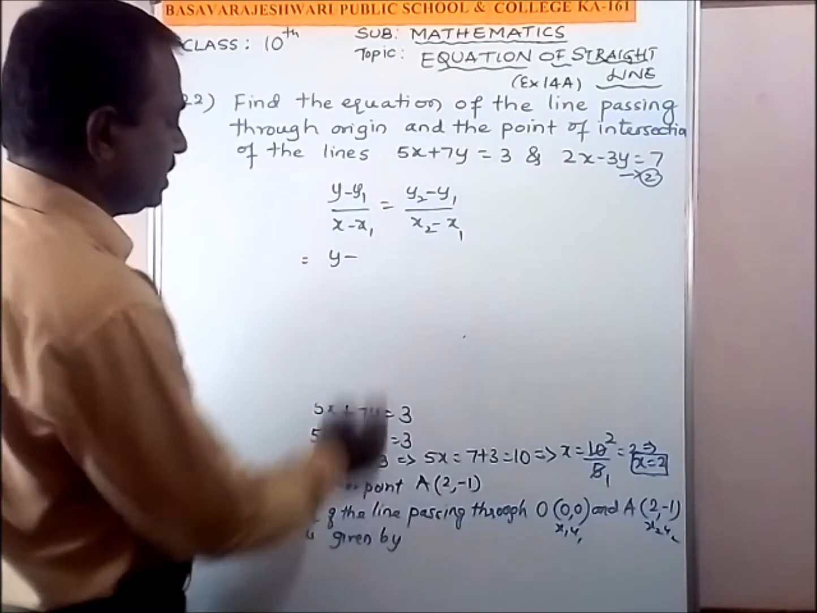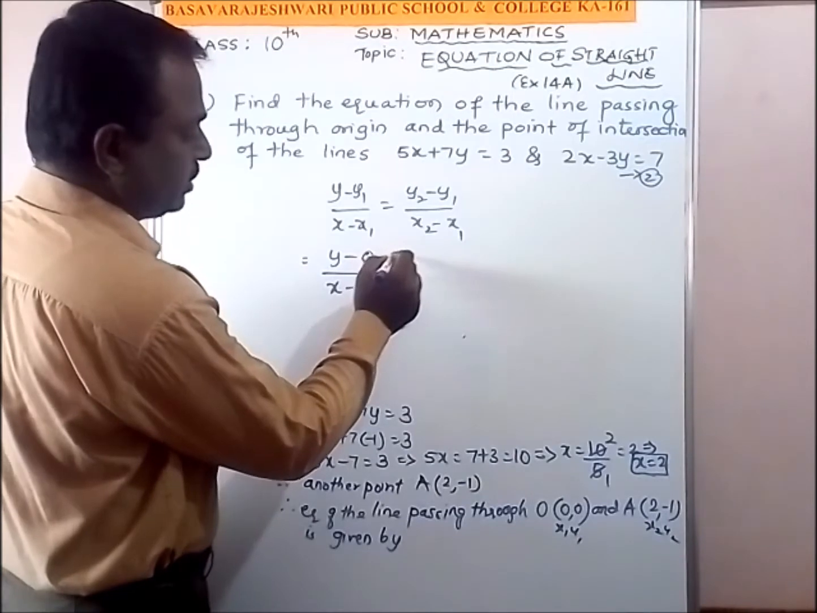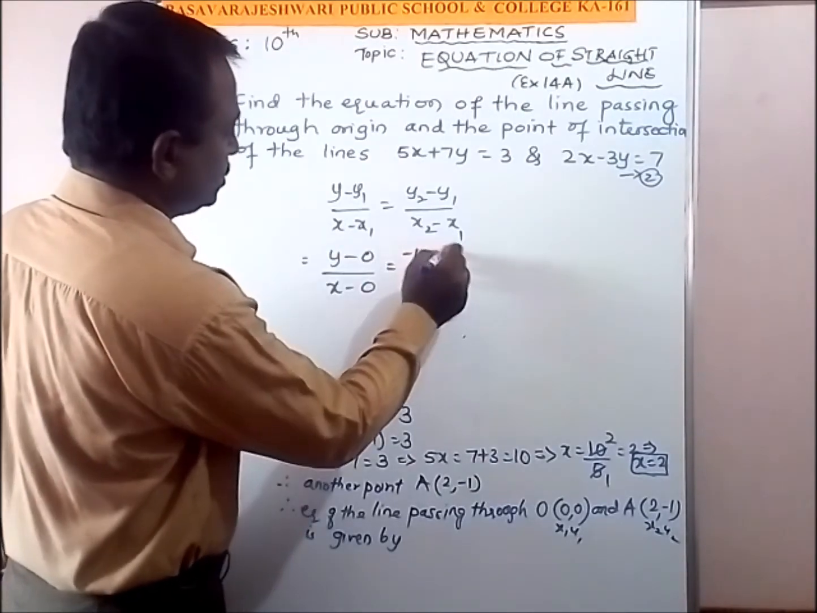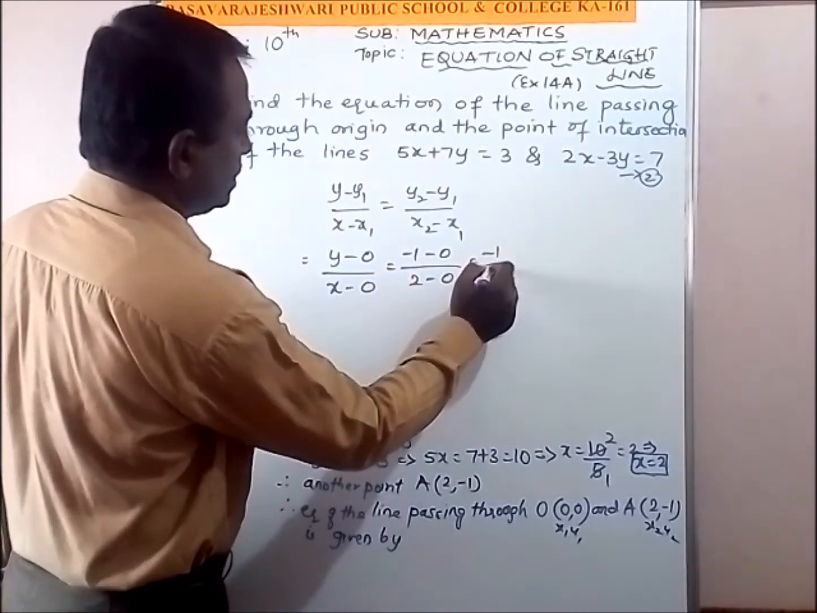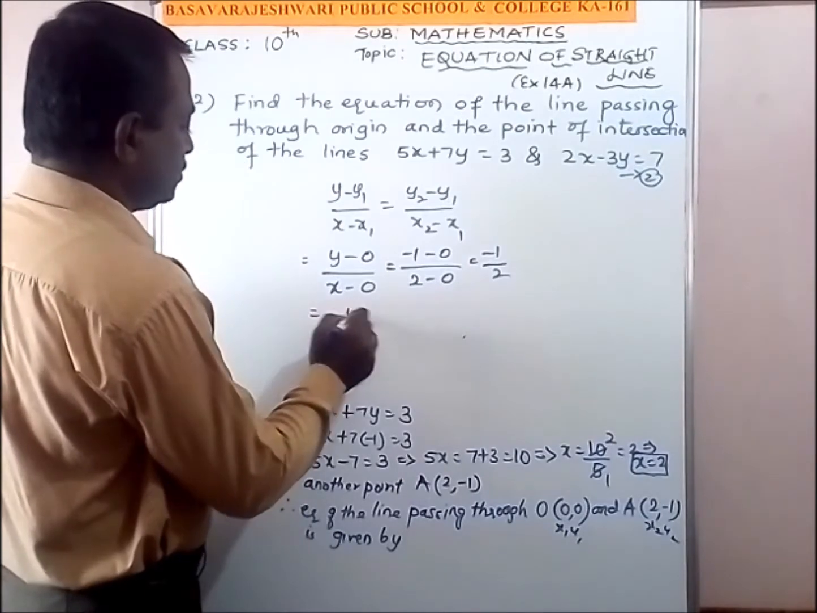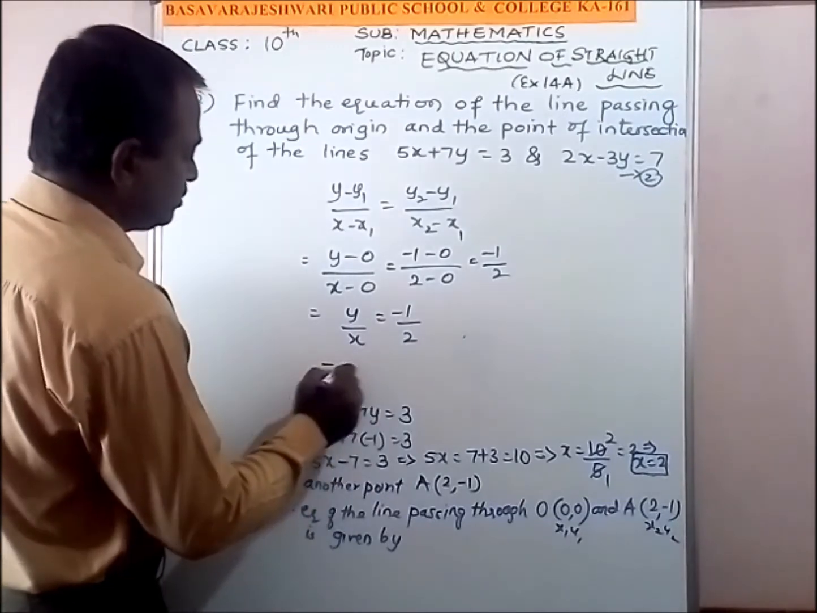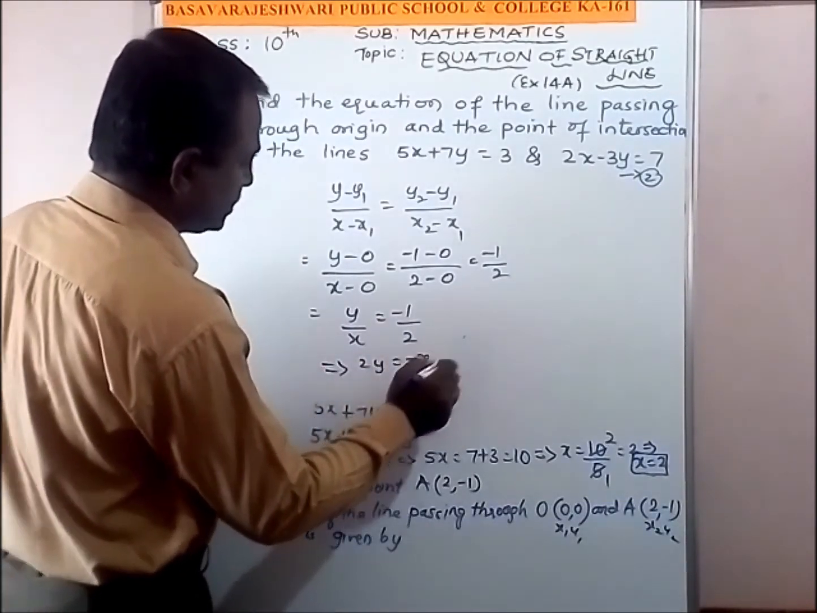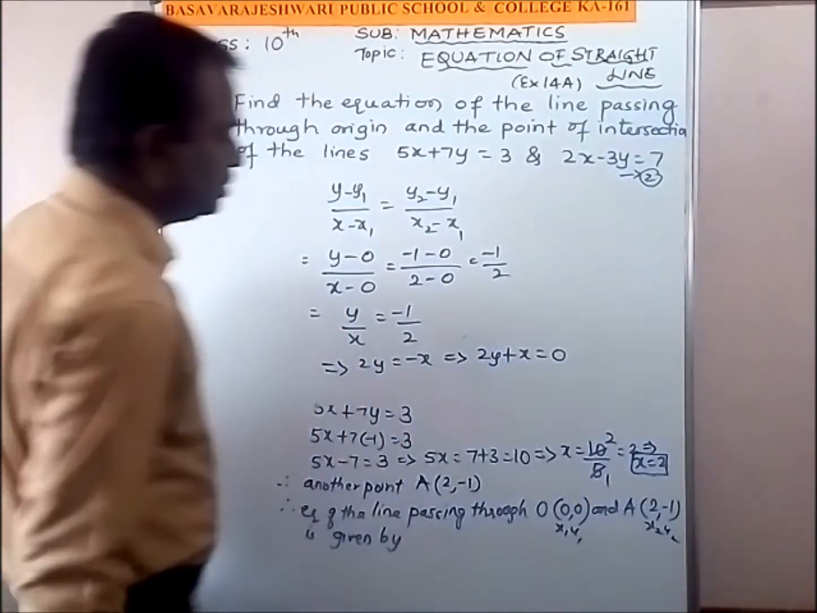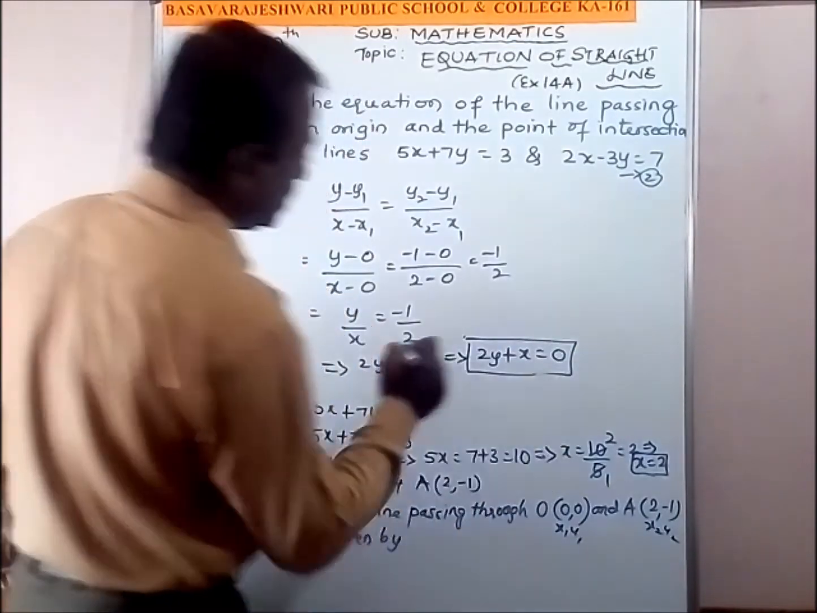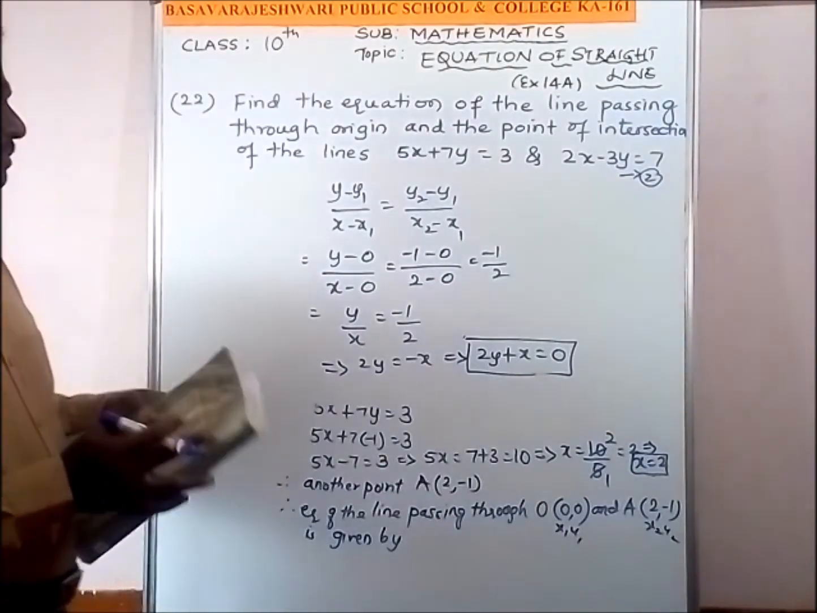So y minus y1, that is 0, by x minus x1, also 0, is equal to y2 is minus 1 minus y1 is 0, by x2 is 2 minus x1 is 0, that is minus 1 by 2. So that is y by x is equal to minus 1 by 2. So cross multiplication, 2y is equal to minus x. This implies 2y plus x is equal to 0. So this is the equation. Correct? Note down that equation.